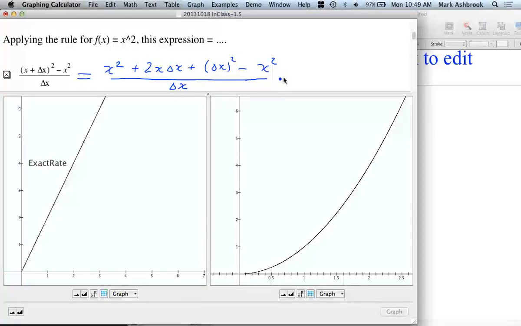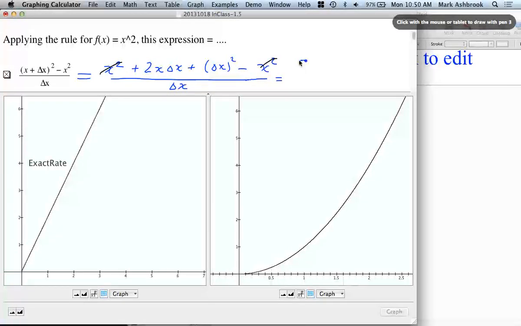So where do we go from here? Somebody on this side. Kyle, how can we simplify this numerator? What's our next step in simplifying this? Jaina? You cancel out the x squared. Yeah, because we've got plus x squared and minus x squared, right? And what's left?